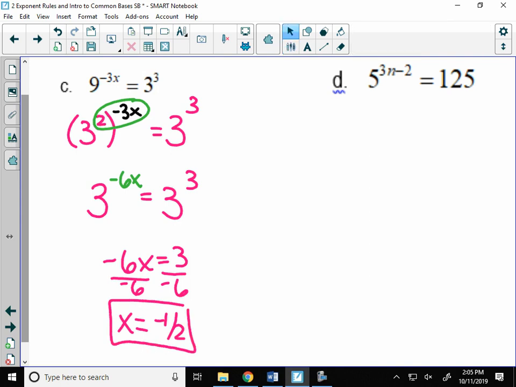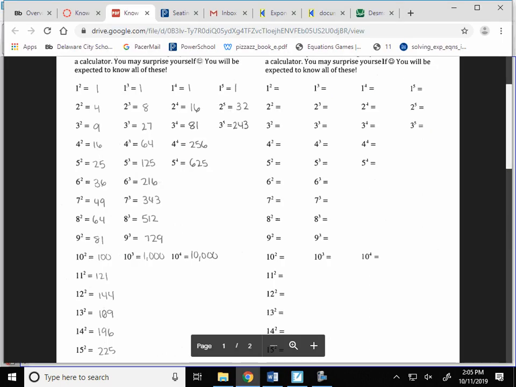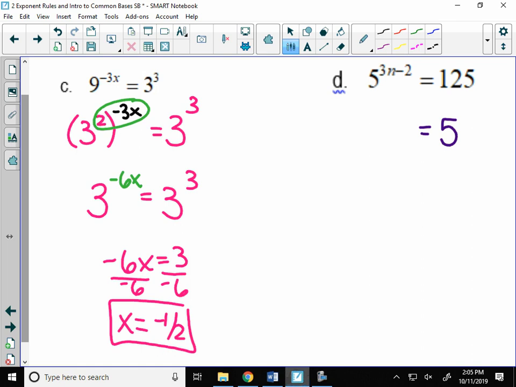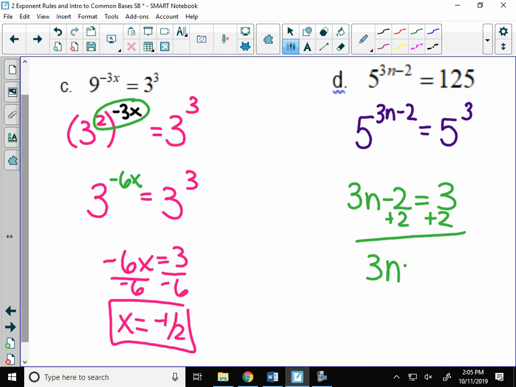Same idea in D. I can rewrite 125 to be a power of 5. Now you have to learn that 5 to the third is 125. That's where knowing your powers comes in. But once you know them, and once you get the pattern here, it gets a lot easier. Because both sides of my expression have the same base now, I can take their exponents and set them equal. So I'm going to add 2 and get 3n equals 5, and then divide by 3. So here n is 5 thirds.